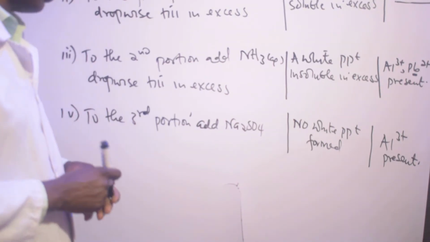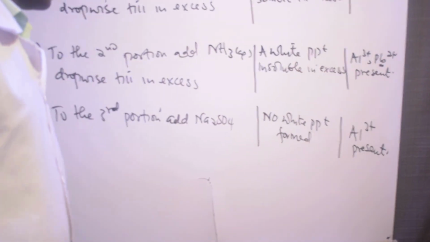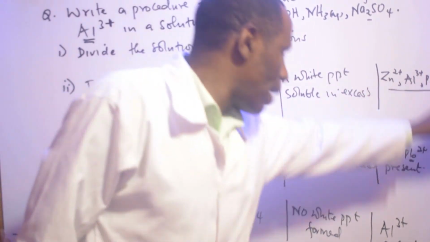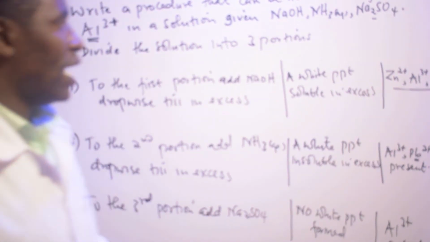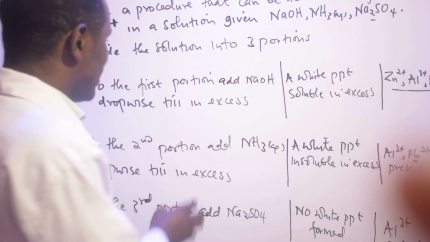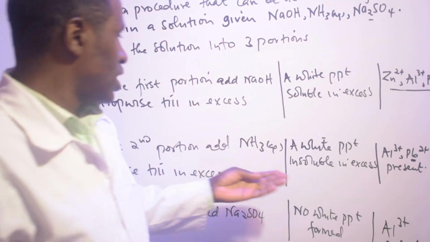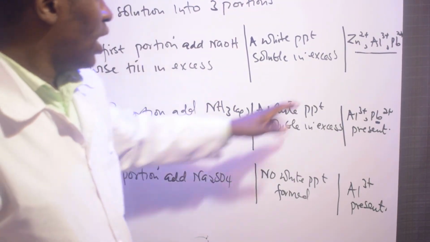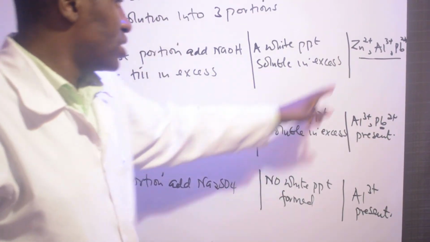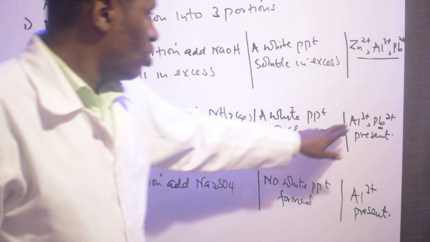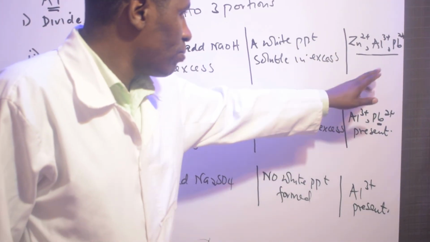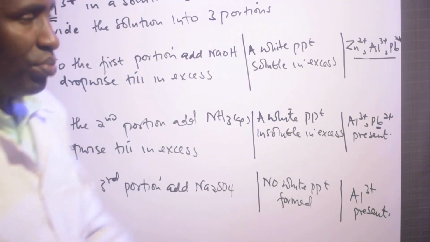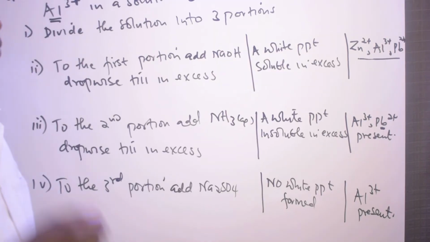Therefore, those three procedures: adding sodium hydroxide, I get the ZAP, zinc ions, aluminium ions, lead ions present, and then in the other procedures I will be using reagents that can eliminate either of these. I'm going to use, for example, ammonia to eliminate zinc ions, so that I remain with aluminium and lead ions. I'm going to use sodium sulfate to eliminate lead, so that I'm left with aluminium ions. So basically, this is what we are talking about.